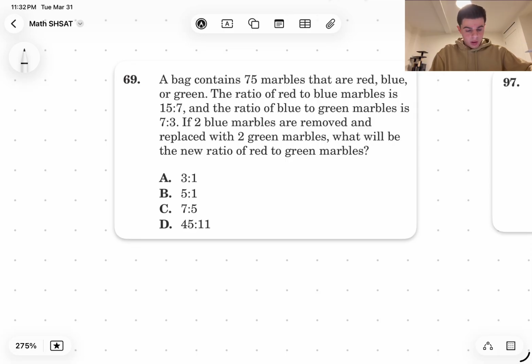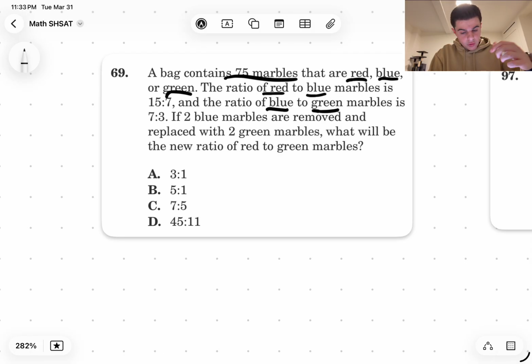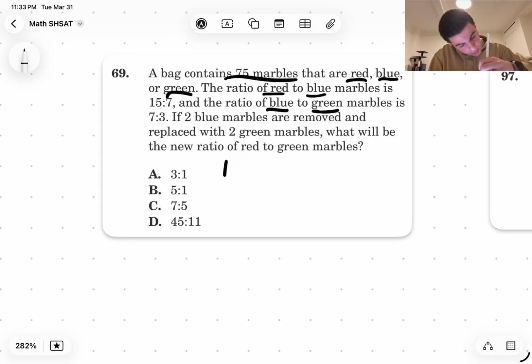So what can we do here? Well, we know that there are 75 marbles in total, and we know that they can either be red, blue, or green. Now, they give us 2 proportions, and they're basically comparing the different colors. In this case, what I would do is just set up a little table. We're going to set up R for red, B for blue, and G for green. The first proportion they give us is red to blue is 15 to 7. So we can write a 15 to 7, right?